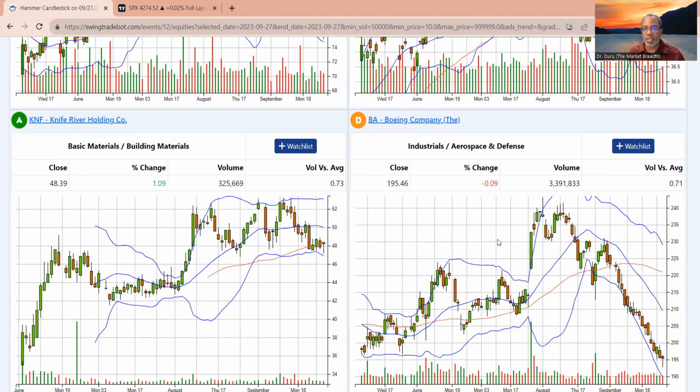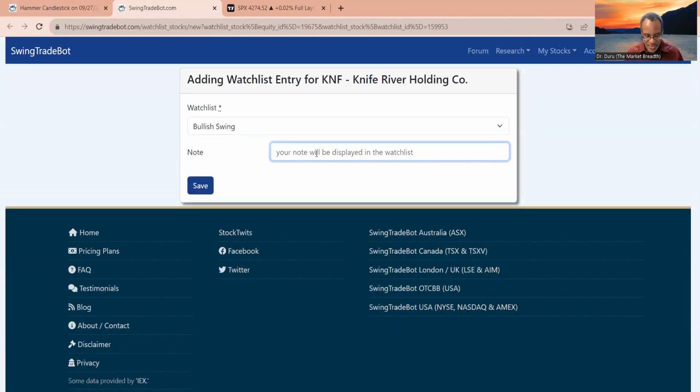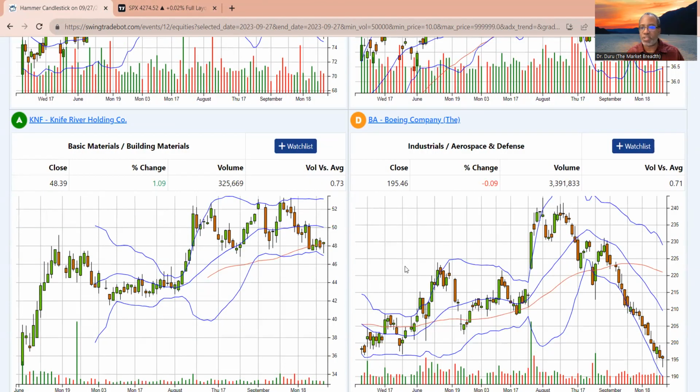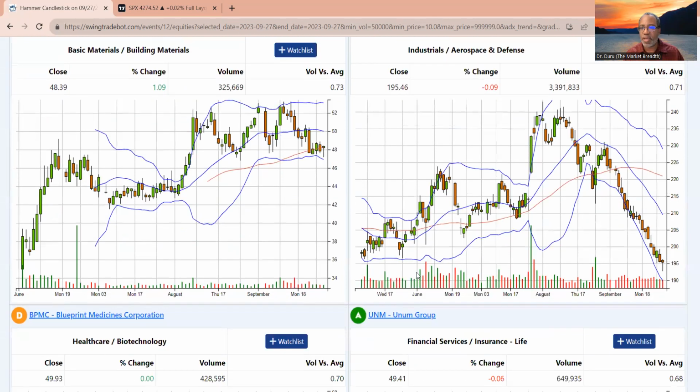Chart's not that great, but I'm gonna make a mental note to check out this one because it's in building materials. Surprised I never heard of this stock. In fact, let me just go ahead and put it on my bull list so I remember to look that one up. I like the materials spaces, particularly for building and construction. Boeing, I think you can tell why I won't put this on my list. Gosh, I wish I went short a while back.